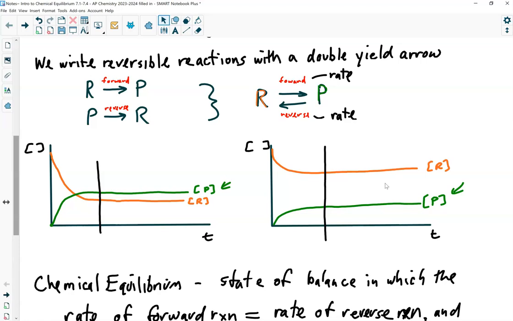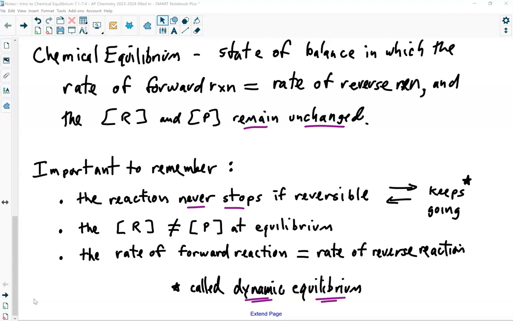Let's look at the definition of chemical equilibrium. Okay, so what is chemical equilibrium? Here's the definition. It is a state of balance, equilibrium, balance, right? Where the rate of the forward reaction of a reversible reaction equals the rate of the reverse reaction. And because of that, the concentrations, remember the brackets mean concentration, the concentration of reactants and the concentration of products remain unchanged. Okay, that's the definition.